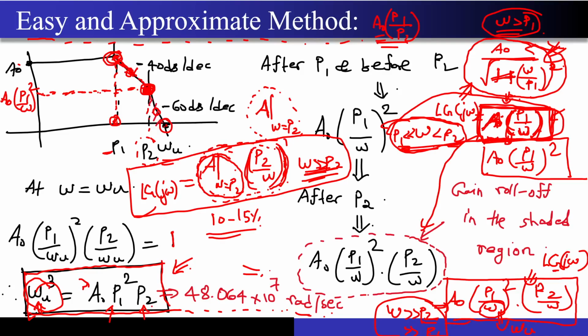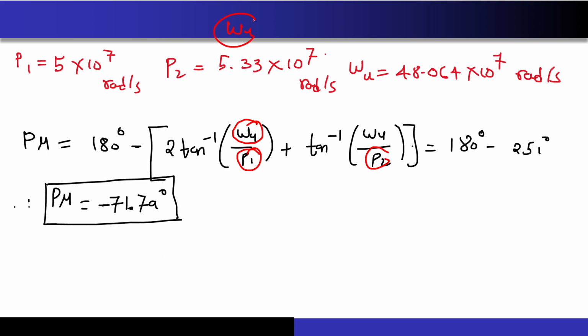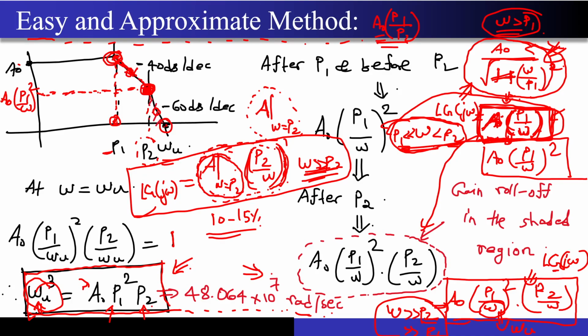Now, once you do this, you will be easily able to find out the value of omega u. And once you have the omega u, you can easily find out the phase margin. But I guess this will not be A1. This will not be A naught into P1 by P2. Remember, there are two poles occurring at this particular point. Please note that there are two poles, so you don't have to use this expression. You have to use this expression actually.